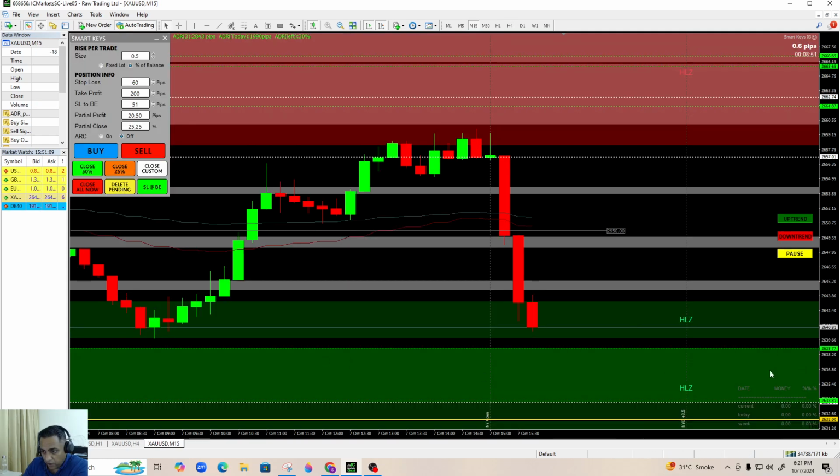That's exactly where the zone is, right? 2638, 2637. Should break and come down here. The zone should break now.